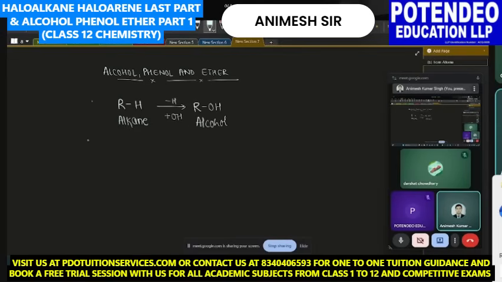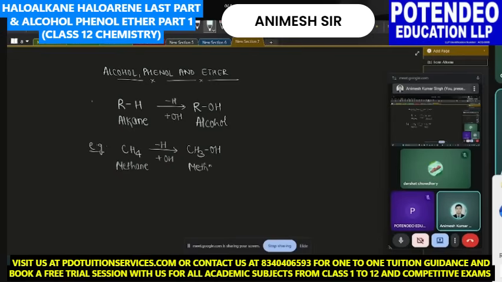Okay. Now let's take a chemical example. Suppose I am taking methane. So what is the formula of methane? CH4. Now if I am substituting one hydrogen with one OH group, what are you going to get? CH3OH, isn't it? This will be the product after substituting hydrogen with OH. So this is known as methanol.